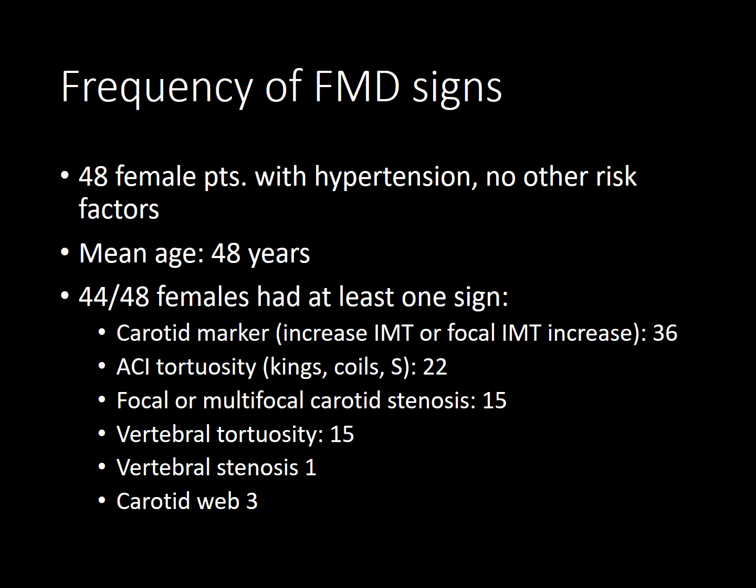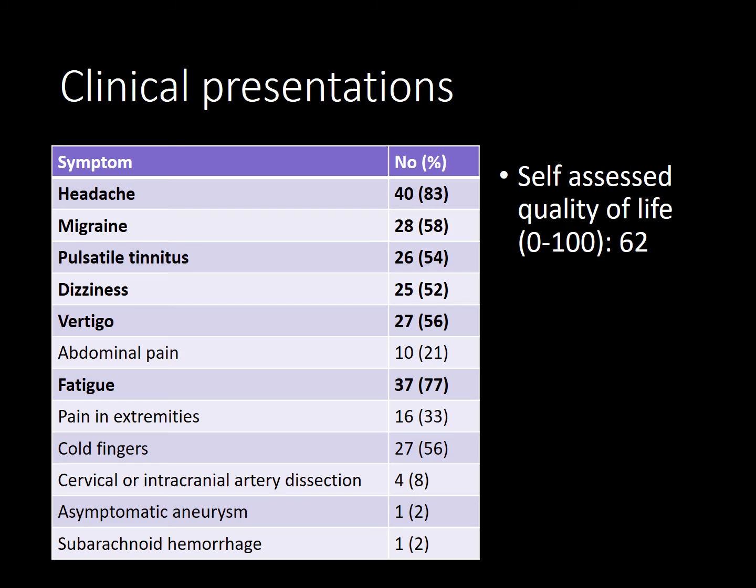So we investigated the frequency of FMD signs in 48 female patients with hypertension and no other risk factors, mean age 48 years. 44 out of 48 had at least one sign: a carotid marker, carotid tortuosity, focal or multifocal carotid stenosis, vertebral tortuosity, vertebral stenosis or carotid web.